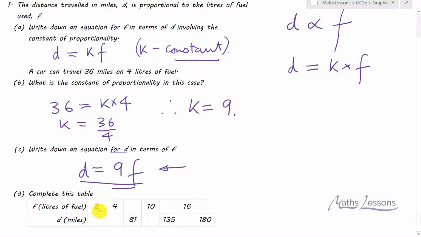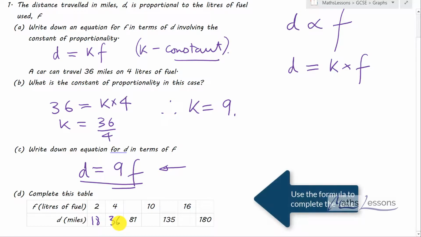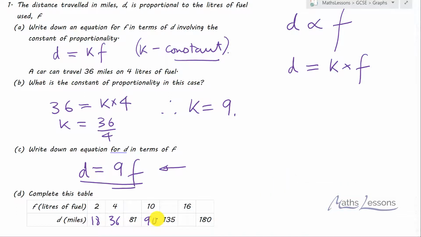Let's see what it can do with 2 litres of fuel. Well, 9 times 2 is 18. We've already done the 4, that's 36. We'll leave this one for now. 10 times 9 is 90. And then we can do 10 times 9 is 90 plus 6 times 9 is 54, which gives us 144 for here. Now we've got these two where we don't have the fuel.